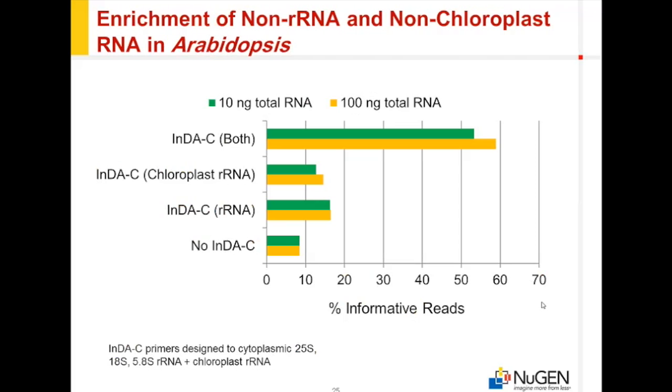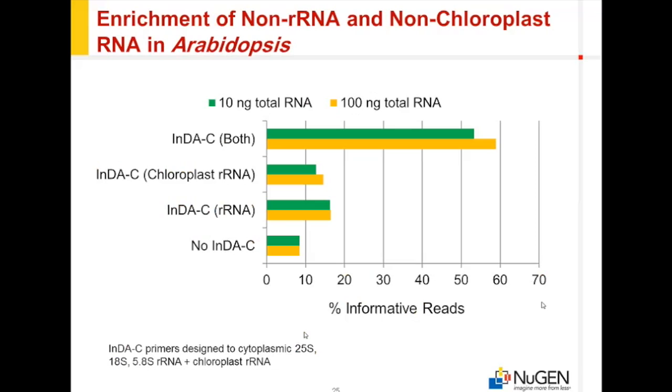Turning to a plant system, and NuGEN has developed a dedicated product for work with Arabidopsis. In this case, for plants, you have the challenge of both ribosomal RNA, but also chloroplast ribosomal RNA, which can represent a large percentage of the library. So I've kind of turned things around a bit from the prior figures, and I'm showing you here the percentage of informative reads for a range of different library types.